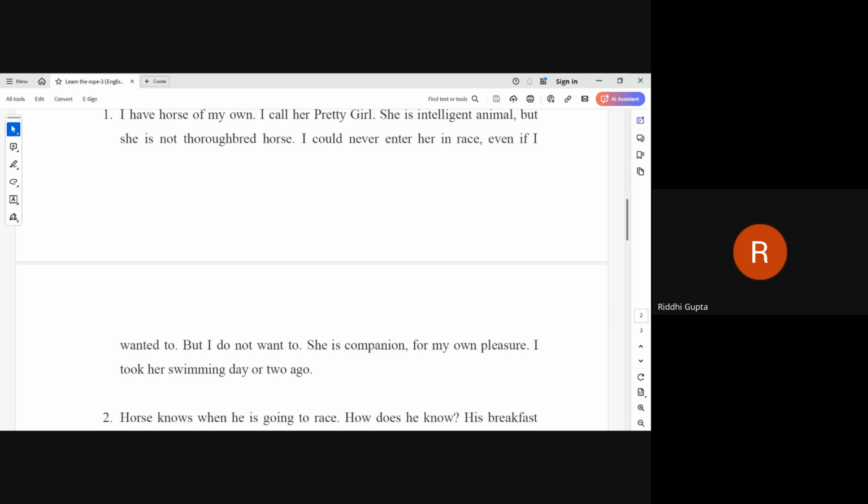She is a companion for my own pleasure. Yes, so she is a companion for my own pleasure. Right? So again, article here. Wherever you find a noun, you will have to ensure that there's an article, right? And if it is not there, then there has to be other reasons for it. Then maybe it's a plural or something of that sense.